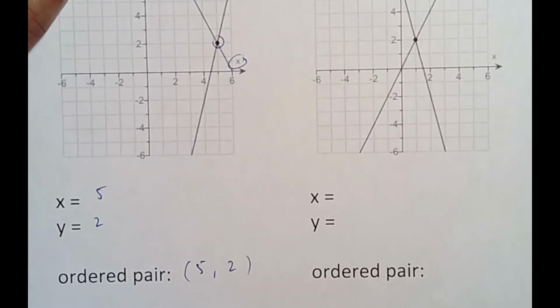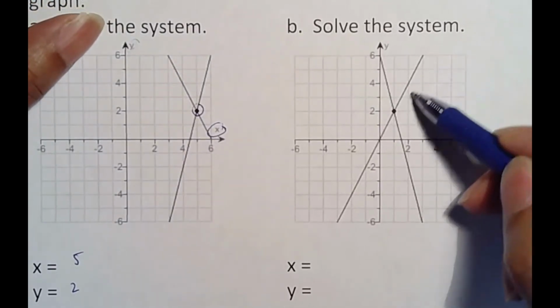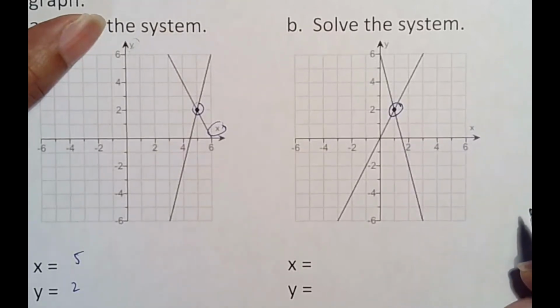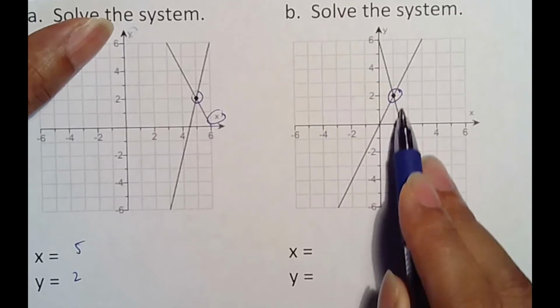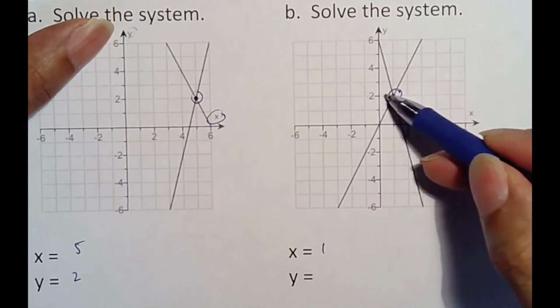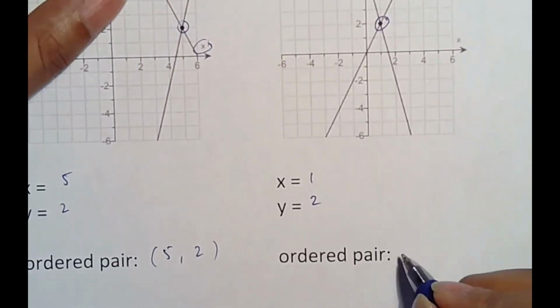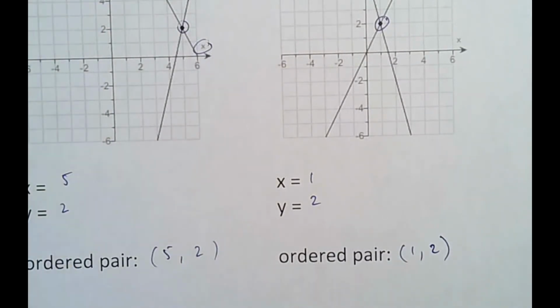Alright. Same thing here. Asked to solve the system. This is the first equation. This is the second equation. That is the solution. And so you've got to find your x value that you go to, which would be at 1. You've got to find your y value that you would go to, which is at 2. And again, when you want your ordered pair, you simply put x first and y second.